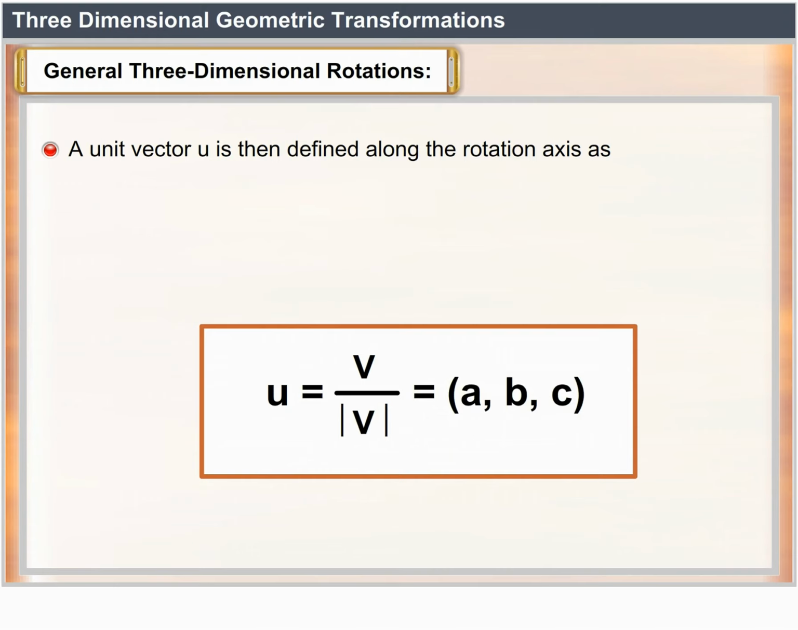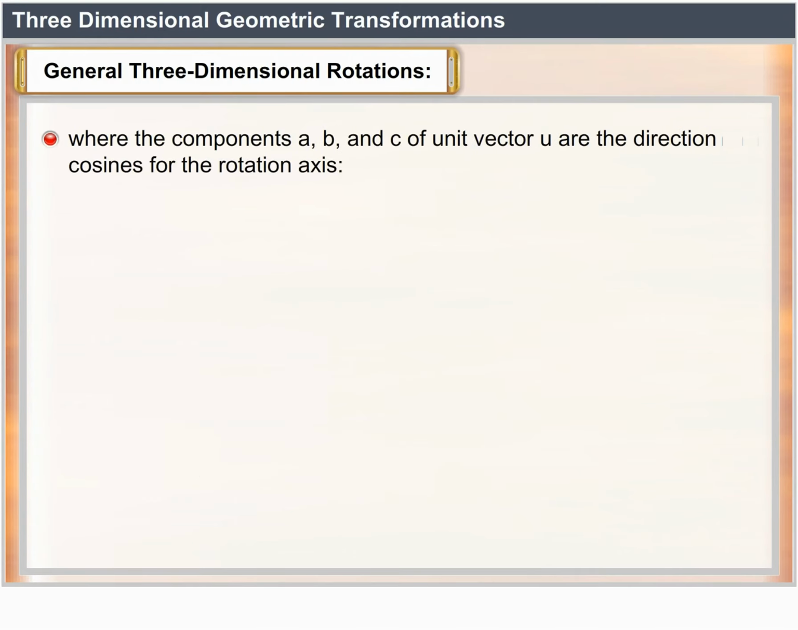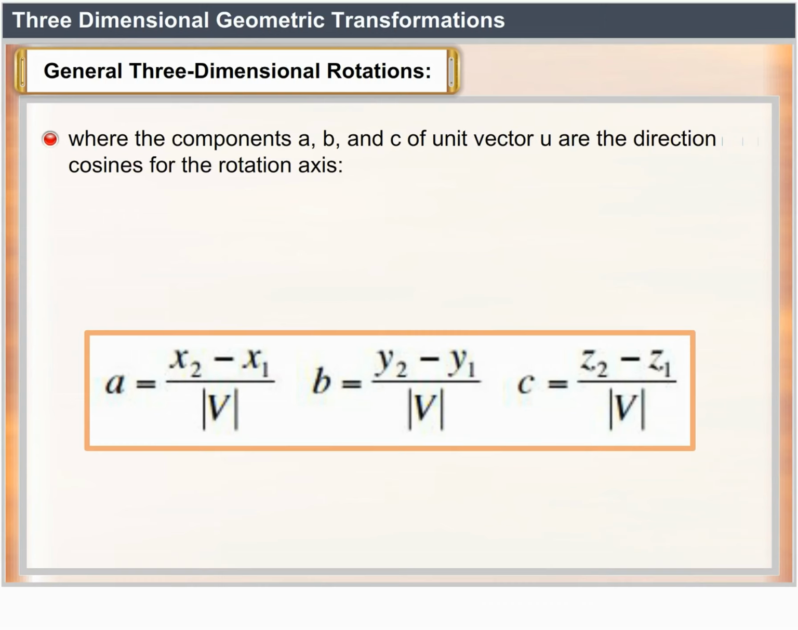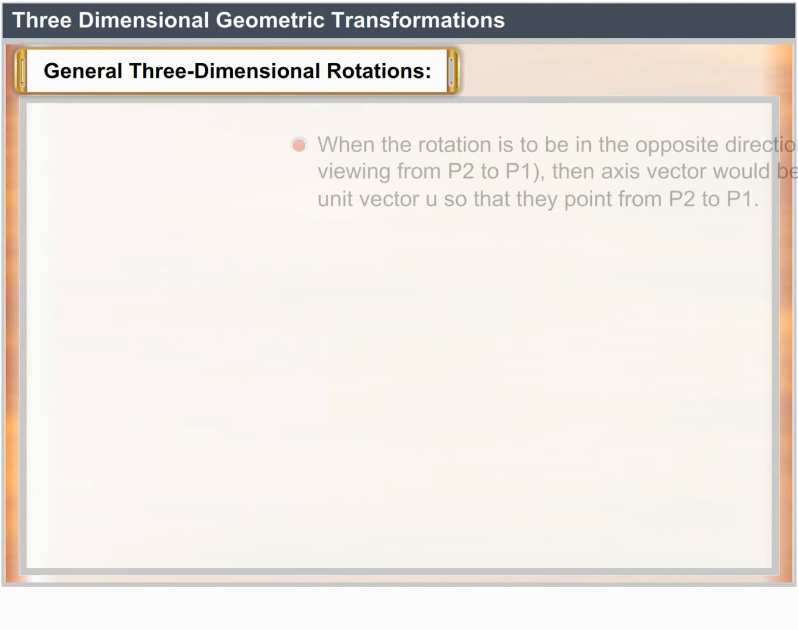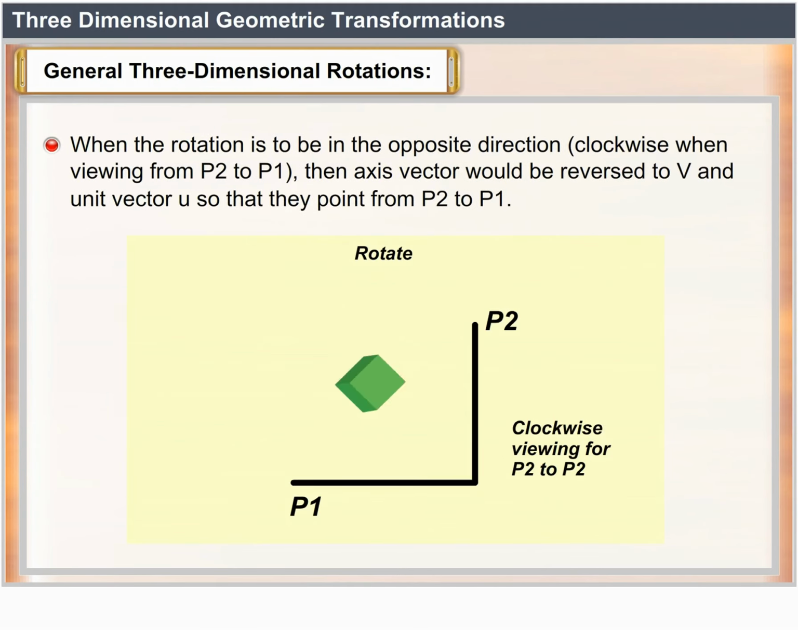where the components A, B, and C of the unit vector u are the direction cosines for the rotation axis. A equals (x2 minus x1) over mod V, B equals (y2 minus y1) over mod V, and C equals (z2 minus z1) over mod V. If the rotation is to be in the opposite direction, clockwise when viewing from P2 to P1, then we would reverse axis vector V and unit vector u so that they point from P2 to P1.